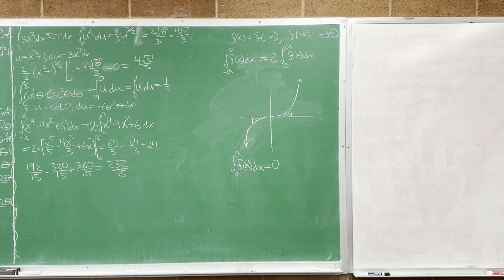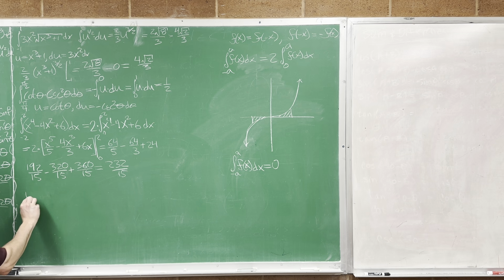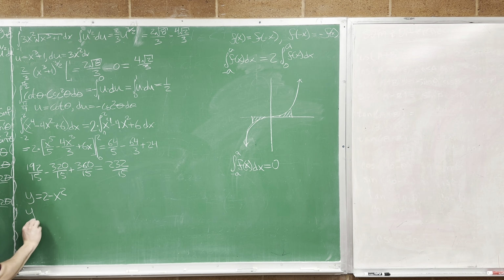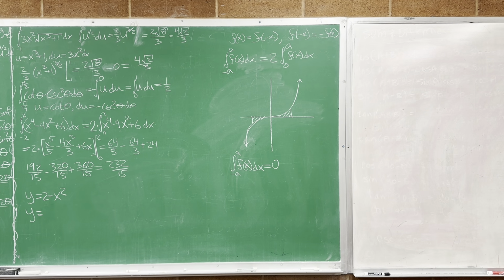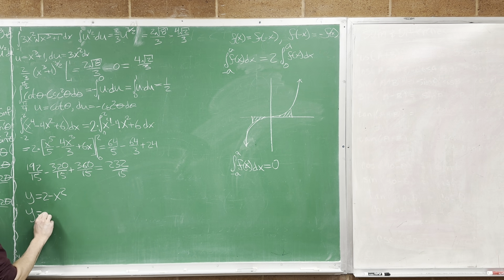Now, next one, we are supposed to find the area in the region enclosed by the parabola y equals 2 minus x squared. So we're looking at y equals 2 minus x squared, and y equals negative x. Okay. So we're looking for the area in the region enclosed by those curves.